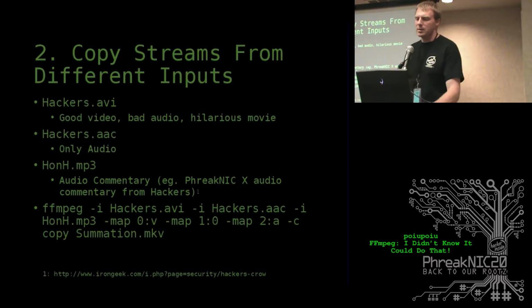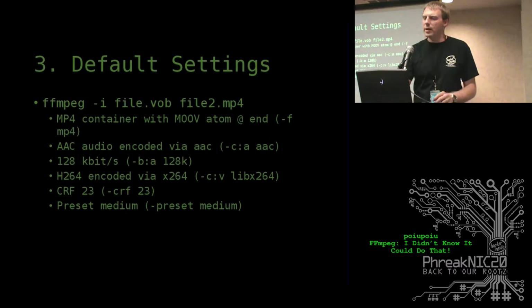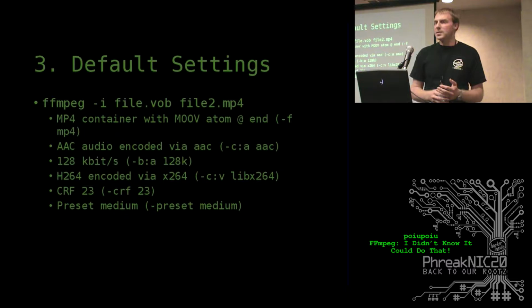Number three, default settings. So this is a very valid case right here. ffmpeg -i file.vob file2.mp4. What you don't see going on here, though, is it's recognizing that you want the mp4 file. So it's recognizing, all right, mp4 container with a moov atom at the end, which is just -f mp4, and audio encoded via the AAC codec, set to 128 kilobits a second, and then H.264 compliant video encoded via the x264 codec, encoded at CRF 23, and use preset medium, constant rate factor.